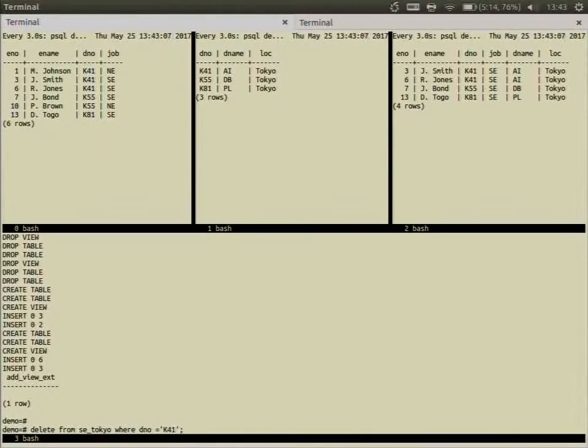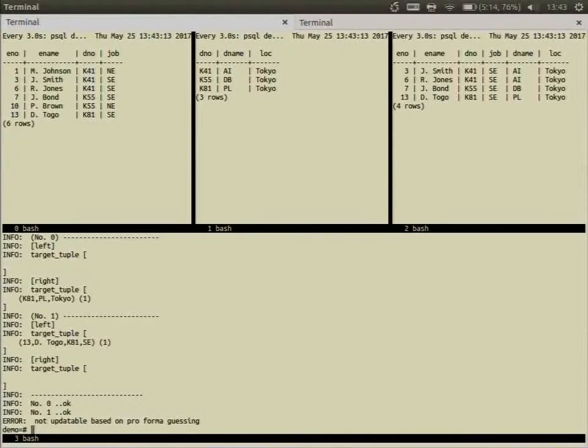Next, we try to delete K81. But we get an error. We cannot do it because, deleting K81 rows, we cannot determine whether we should delete this tuple or this tuple. We cannot determine which should be deleted. So we get errors.